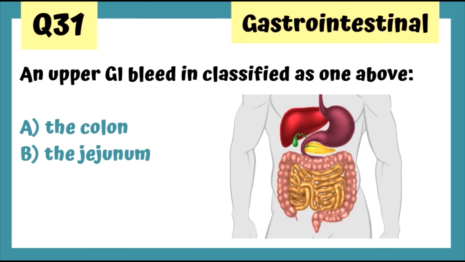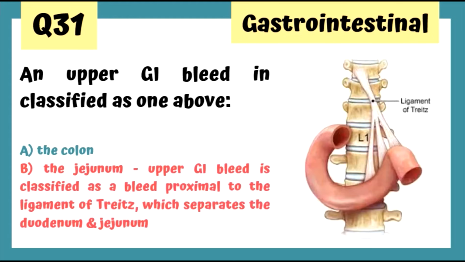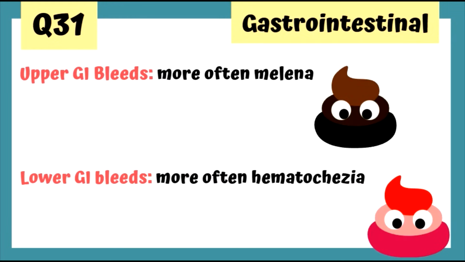Question 31. I meant to say, an upper GI bleed is classified as one above the jejunum. That's called an upper GI bleed. Under that is the lower GI bleed. Again, it's the ligament of Treitz by the duodenum. Duodenum and above is an upper GI bleed. Upper GI bleeds, by the way, more often present with melena, and lower GI bleeds more with pure outright blood. That's how we distinguish between upper GI bleeds and lower GI bleeds in general.